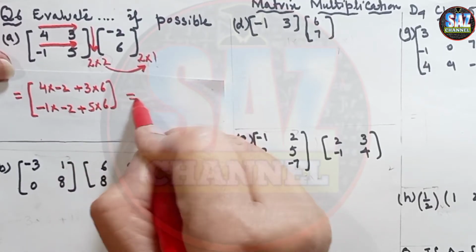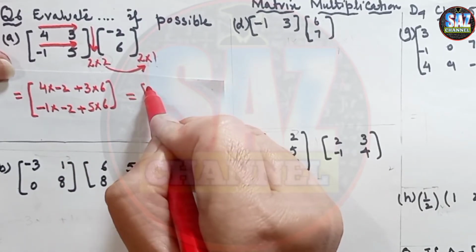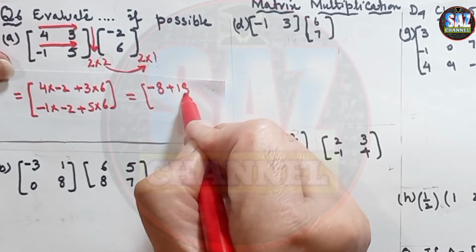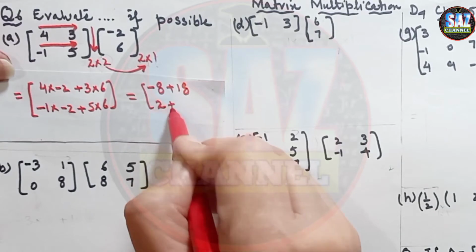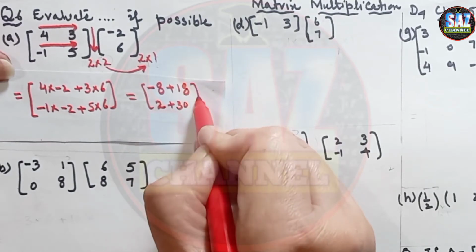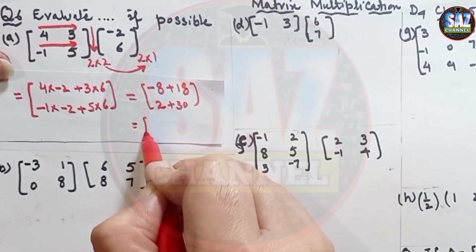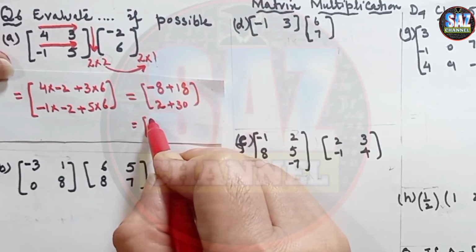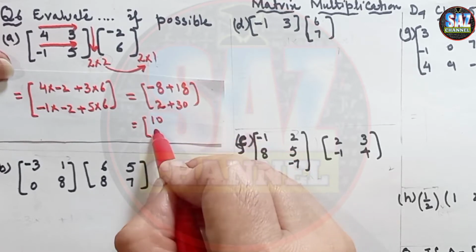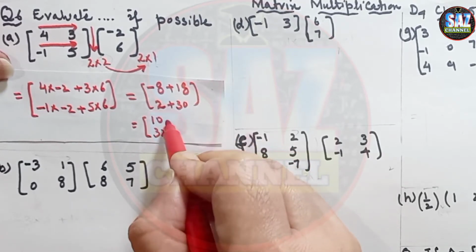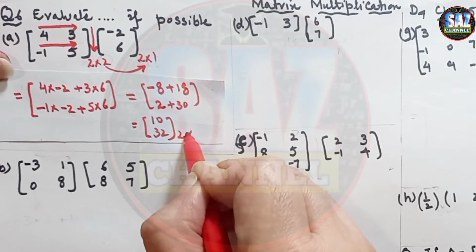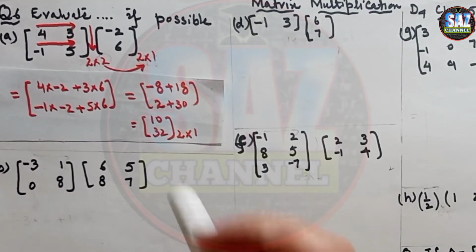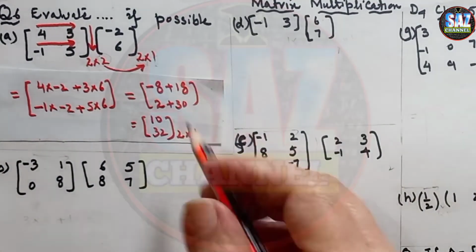This will give me 4 times minus 2 is minus 8 plus 18, then plus 2 plus 30. Okay, and let me finally add up the elements. 18 minus 8 is 10, and 30 plus 2 is 32. And let me confirm the order as well, 2 by 1. So I hope this question is correct, and let's quickly move to the second part of the question.